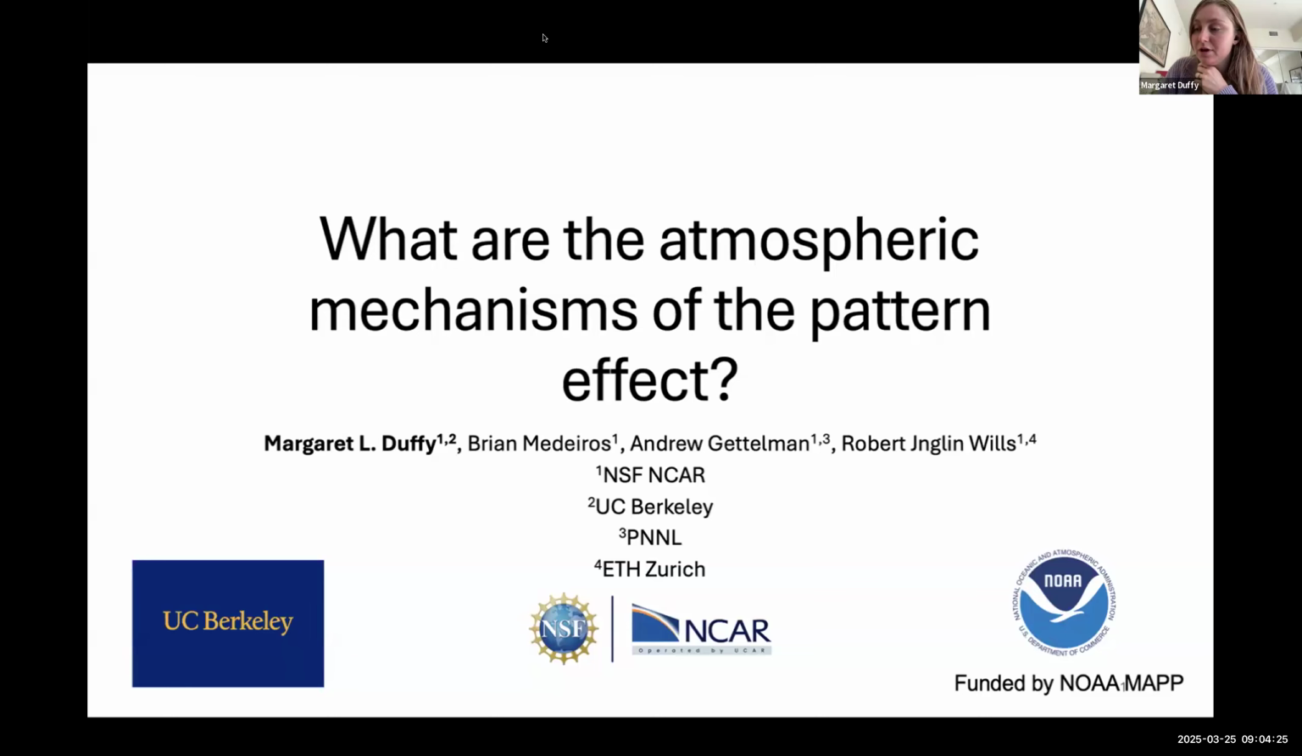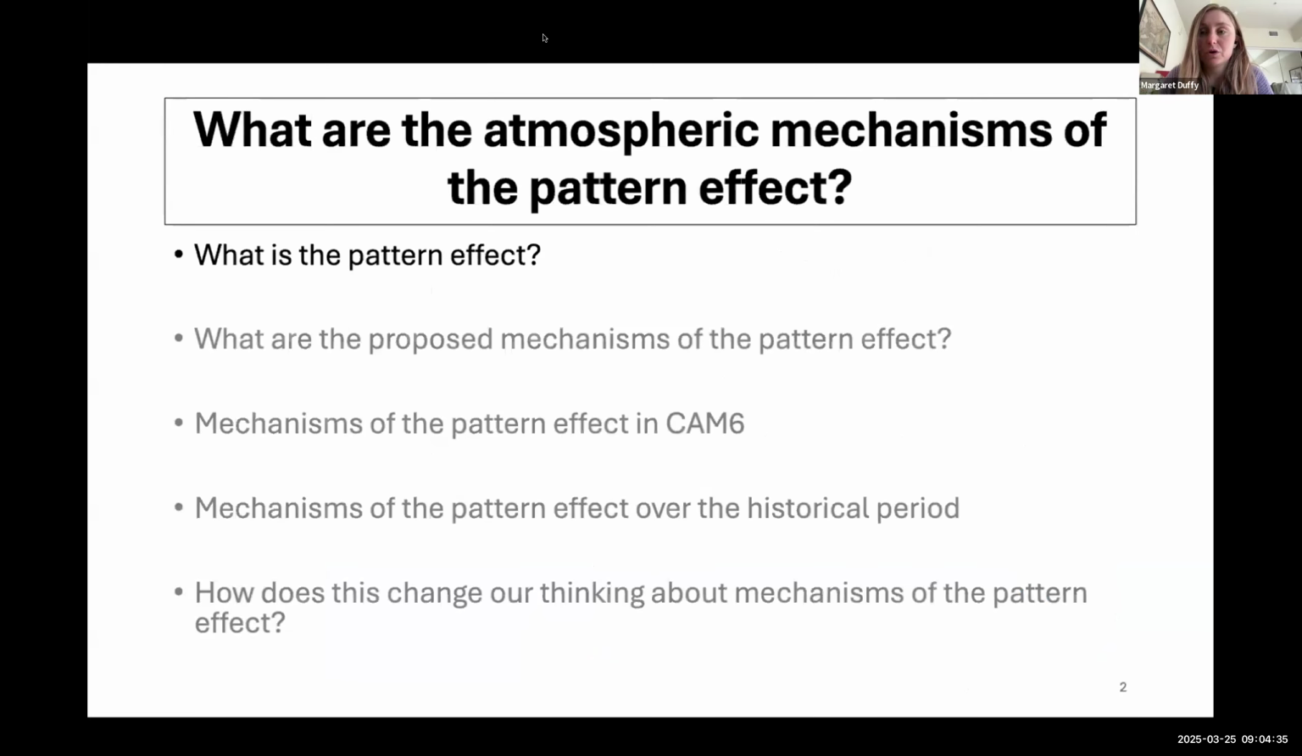Okay, so thank you all for having me here today. I'm going to be talking about mechanisms of the pattern effect. This is work that I did with Brian Medeiros, Andrew Gettleman, and Rob Wills. So I'll go through this. This is my outline. I'll start with a very, very brief reminder of what the pattern effect is, although I know this audience doesn't need it.